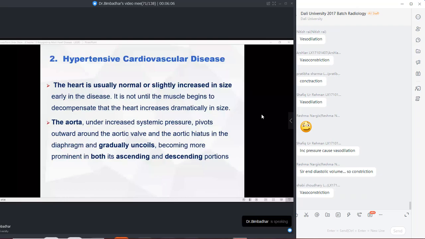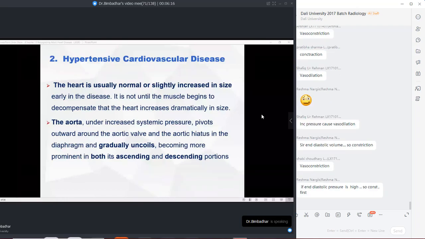See, first there will be vasoconstriction. There will be restriction of the blood flow. And a high volume of blood is happening because of the end diastolic pressure. Yes, exactly. So constriction is first. End diastolic pressure is high, so constriction is first. Then, because the volume of the blood is higher, there will be compensatory vasodilatation.